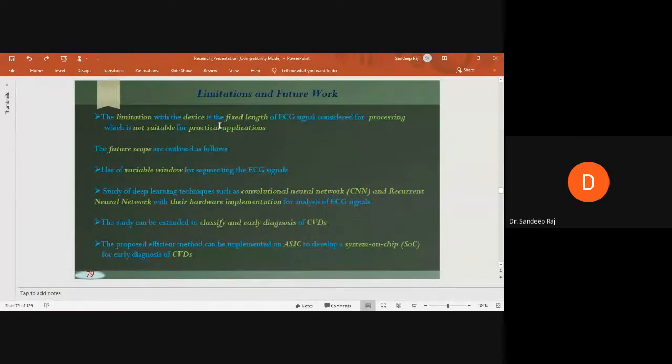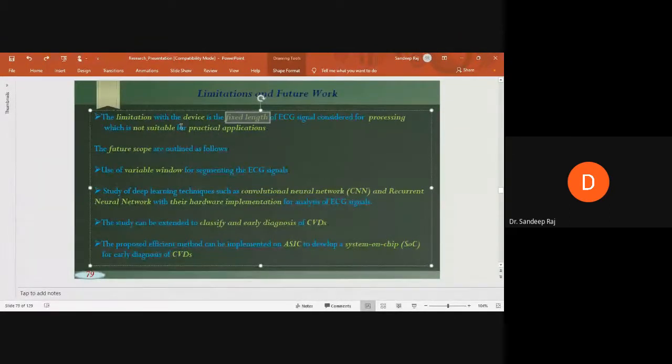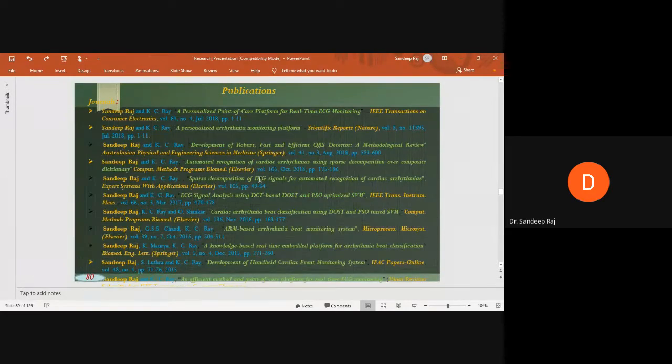And what I want to remind you regarding the future scope or the future work is that we have used a fixed length ECG signal, which is not actually the case. We can use the variable window. So in future scope, you can use variable windows. You can go for deep learning techniques like convolutional neural networks or recurrent neural networks, RNN. But you have to make sure that the output comes in real time. The study can be extended to classify more abnormalities, and finally, it can be developed into a system on chip based concept. So these are the publications that have been published by me on this topic.